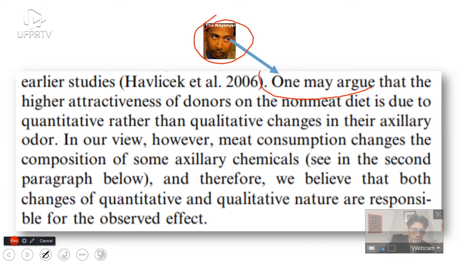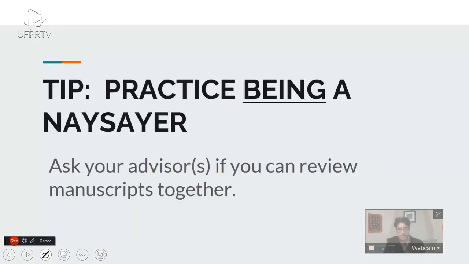In our view, however, and look at this, our view, meat consumption changes, this is another way to look at this, they say, we say. In our view, however, meat consumption changes the composition of some auxiliary chemicals, and therefore we believe that both changes of quantitative and qualitative nature are responsible for the observed effect.